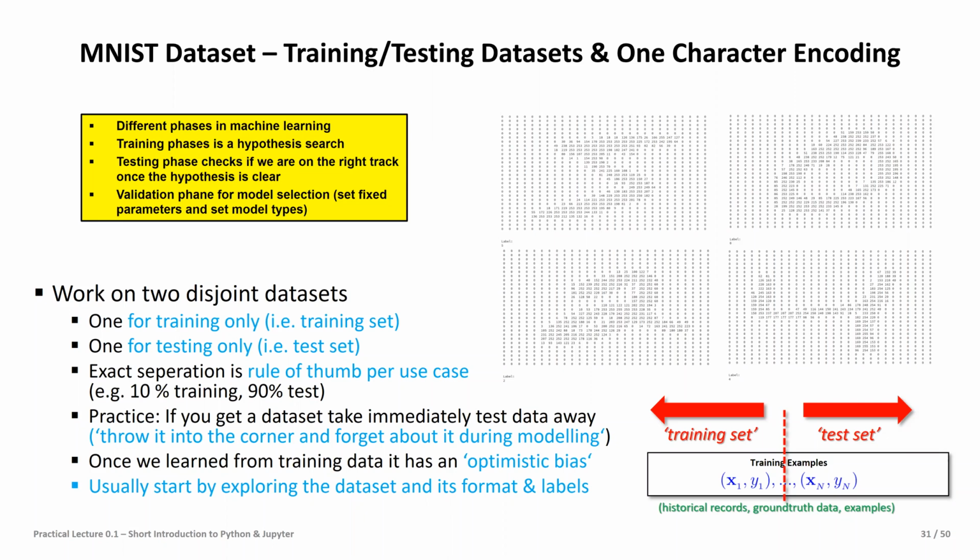Now, how you do exactly the separation is really a rule of thumb in machine learning. Here and there, per use case, basically you would say take as little as possible for training, but not too little, because you need a certain number of training examples to really get the model right, but keep as much as you can for unseen data. We call this testing, if possible.